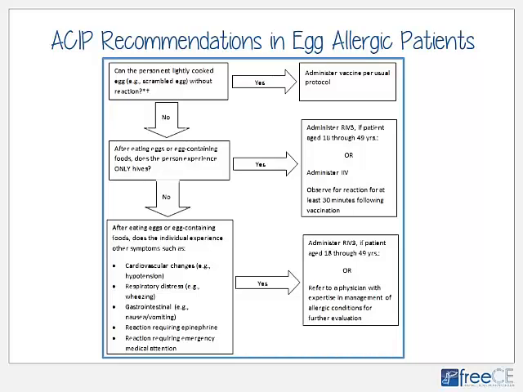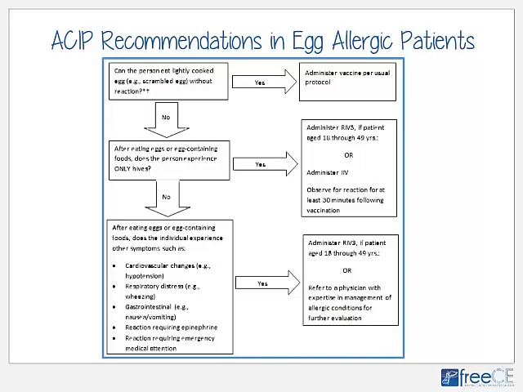If they don't experience only hives, but after eating eggs or egg-containing foods, the person has other symptoms like cardiovascular changes like hypotension or respiratory distress, including things like wheezing, or they have nausea and vomiting, so GI symptoms, or their reaction requires epinephrine or emergency medical attention, you're specifically going to want to only administer the recombinant influenza vaccine product. So again, that cell-based product, which is going to contain no egg-based products.